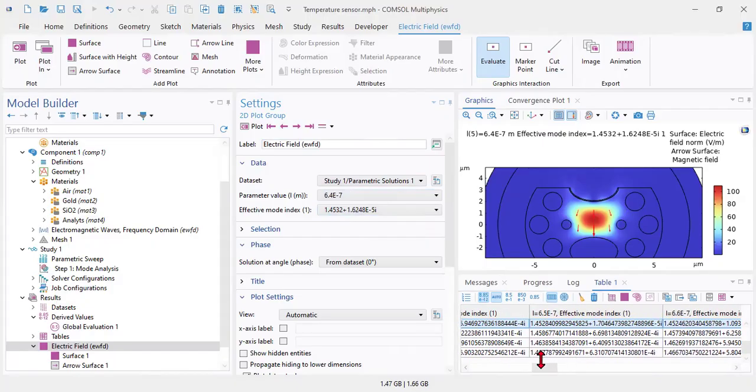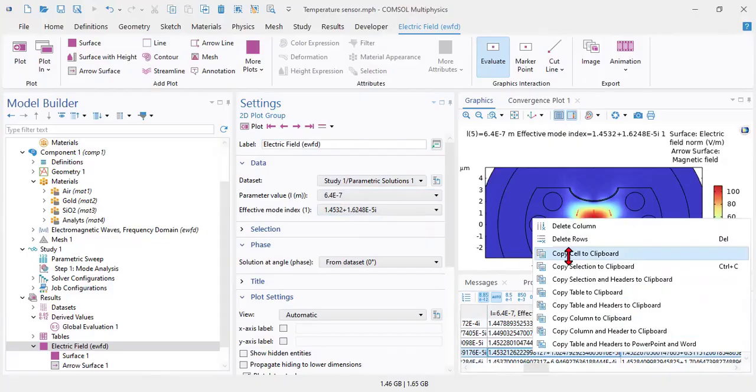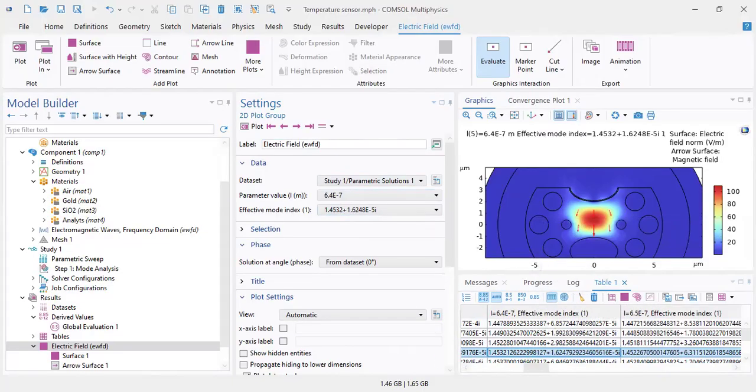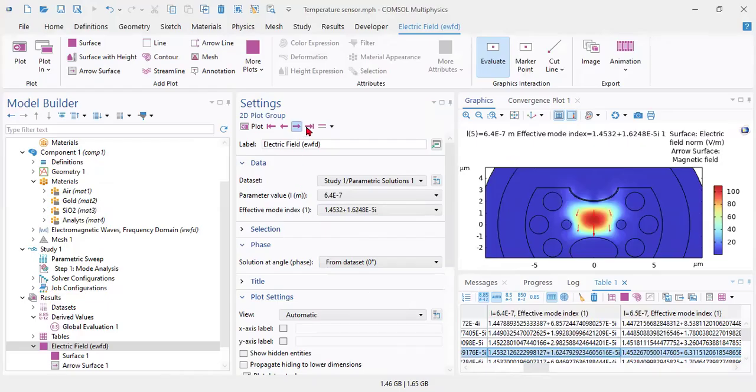For 640, from the top, its position is fourth, right? This one actually. So then copy cell to clipboard, go to the Excel, and then Control V. And then for 650, we have to check.